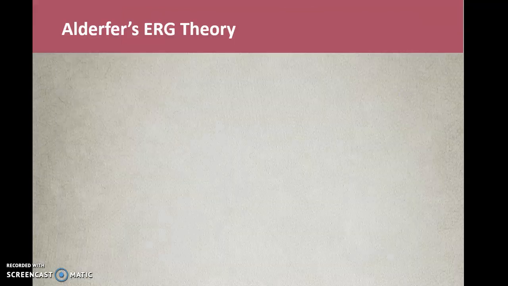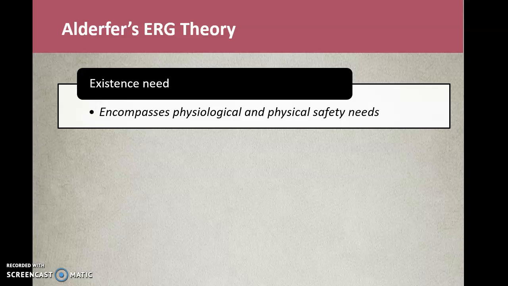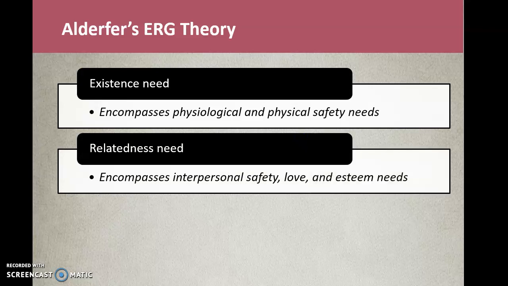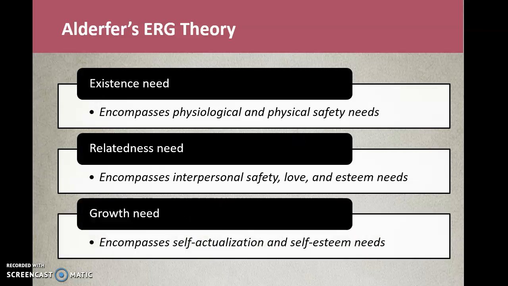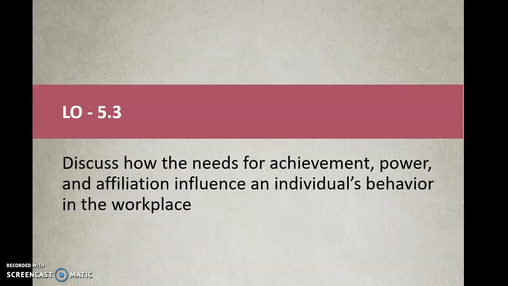And then another is Alderfer's ERG theory, and it says that there's an existence need that encompasses physiological and safety needs. Then relatedness need, which encompasses interpersonal safety, love, and esteem needs. And then growth need, which encompasses self-actualization and self-esteem needs.